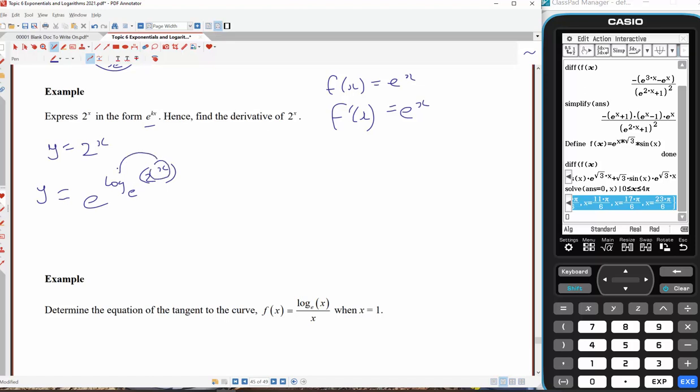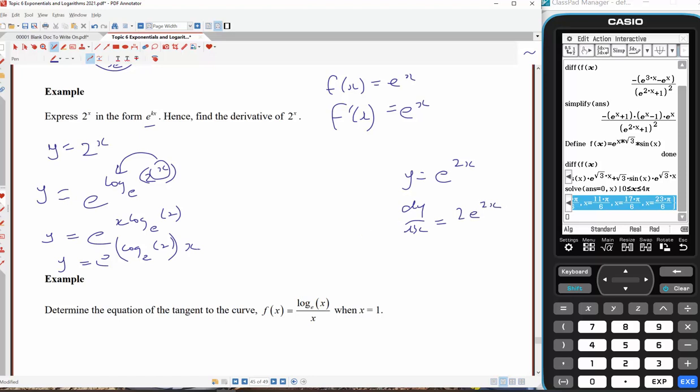Now I'm going to grab that x and stick it out the front, so y equals e to the x log e 2. Better still, I'll stick the coefficient at the back: y equals e to the (log e 2) x. That's just a number. So if I said to you, derive e to the 2x, you would go dy/dx equals 2e to the 2x. That would be easy. So this is exactly the same thing, so don't overthink this one.